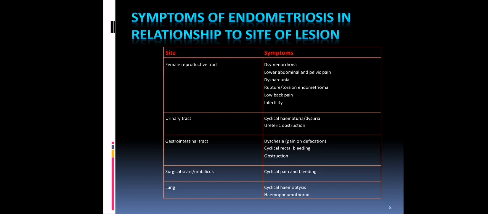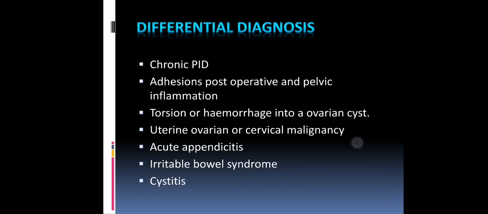Now, by looking into the symptoms, you have seen the commonest symptom is in relation to the cyclical change. When there is a cyclical presence of a symptom, it reflects a relation with the hormonal change, and there would be underlying pathology such as endometriosis.